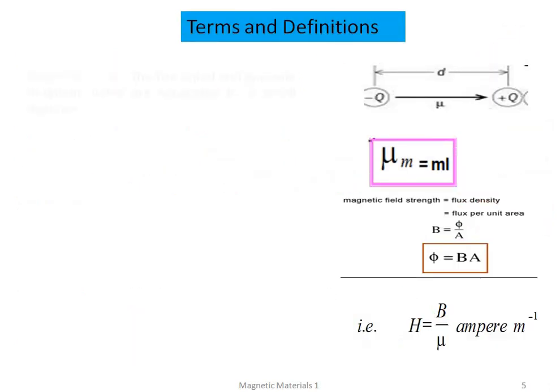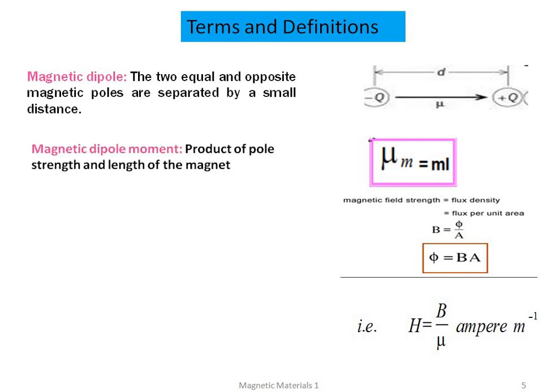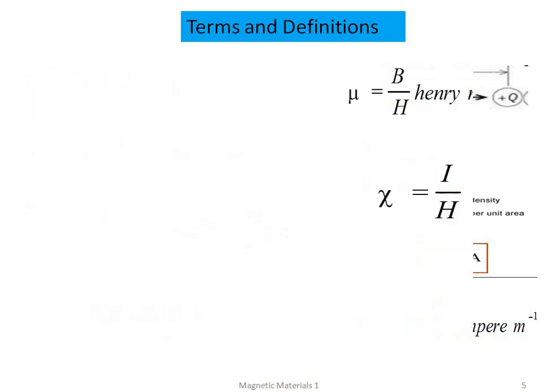So what are some of the terms? Let us discuss the magnetic dipole, the magnetic dipole moment, magnetic induction or magnetic flux density B, and magnetic field intensity H.